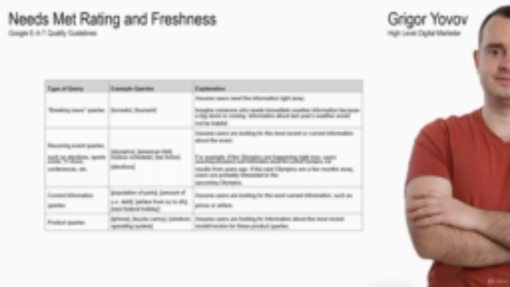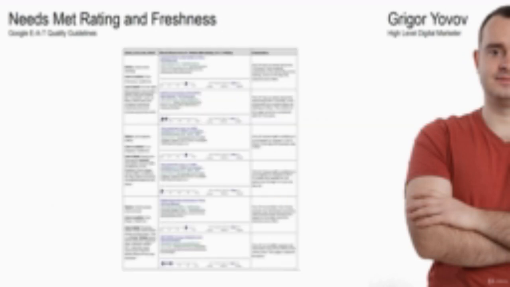The next example is current information queries, like population of Paris, amount of US debt, airfare from New York to San Francisco, etc. We assume users are looking for the most current information, such as prices or airfare. And the last one is product queries, like iPhone, Toyota Camry, Windows operating system, etc. The assumption here is that users are looking for information about the most recent model or version of these products.